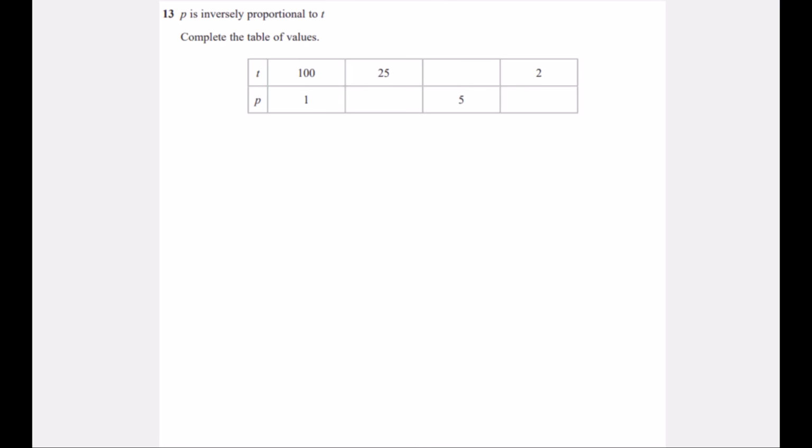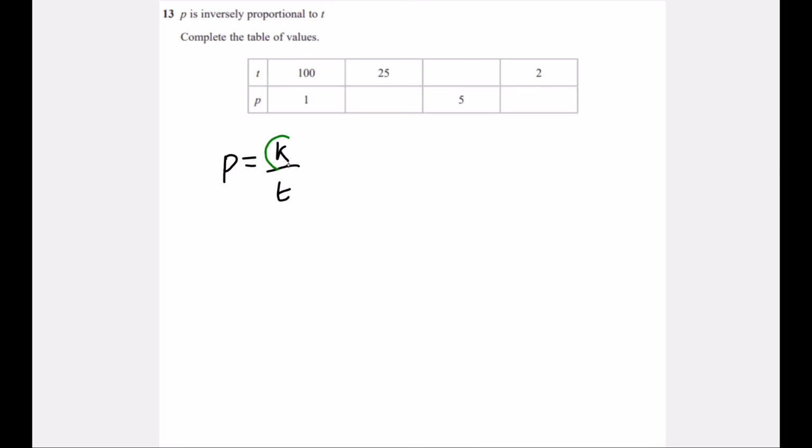Question 13, P is inversely proportional to T. Complete the table of values. So if P is inversely proportional to T, that's the relationship where as one goes up, the other one goes down. Or we can write it as P equals K divided by T. So K is just a number, and we can work out what that number is. So the relationship is P equals something divided by T.